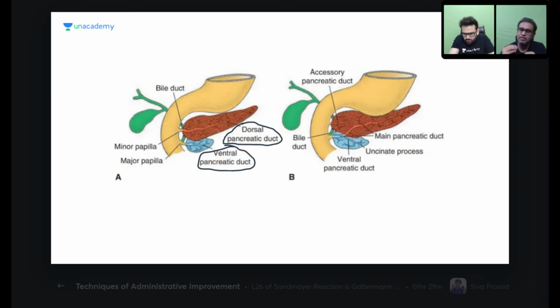Now, this fusion of the ventral and the dorsal pancreatic bud will also come as an MCQ. Please note it down: around the 7th week of intrauterine life. So that is another point: 7th week of intrauterine life, and the ventral pancreatic bud rotating behind the duodenum.